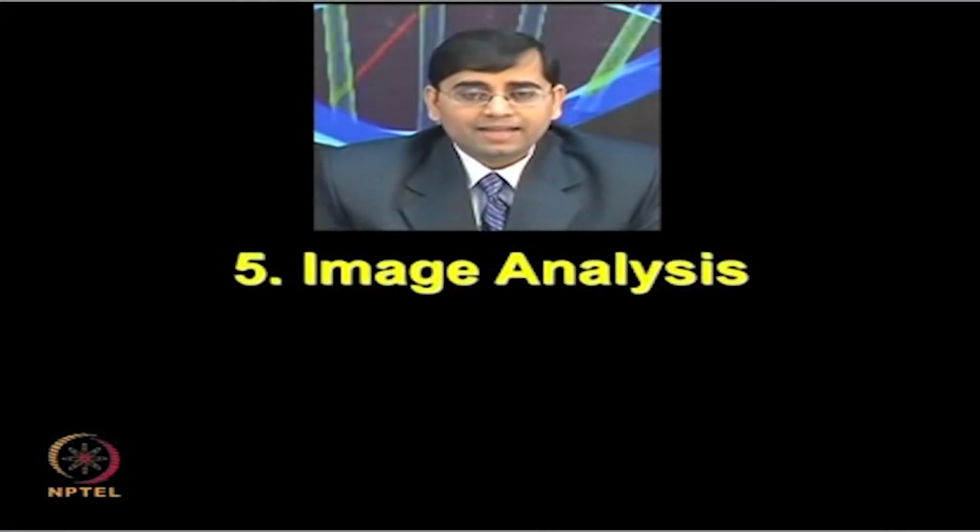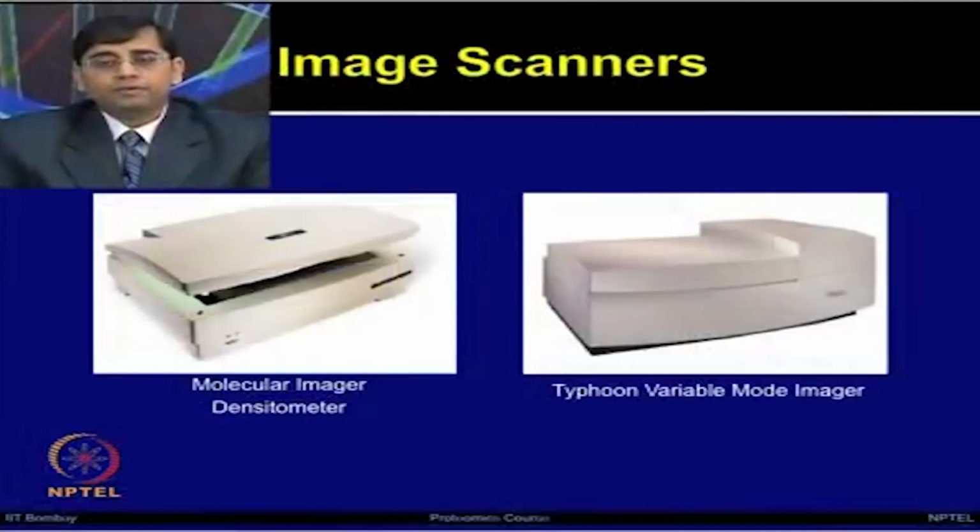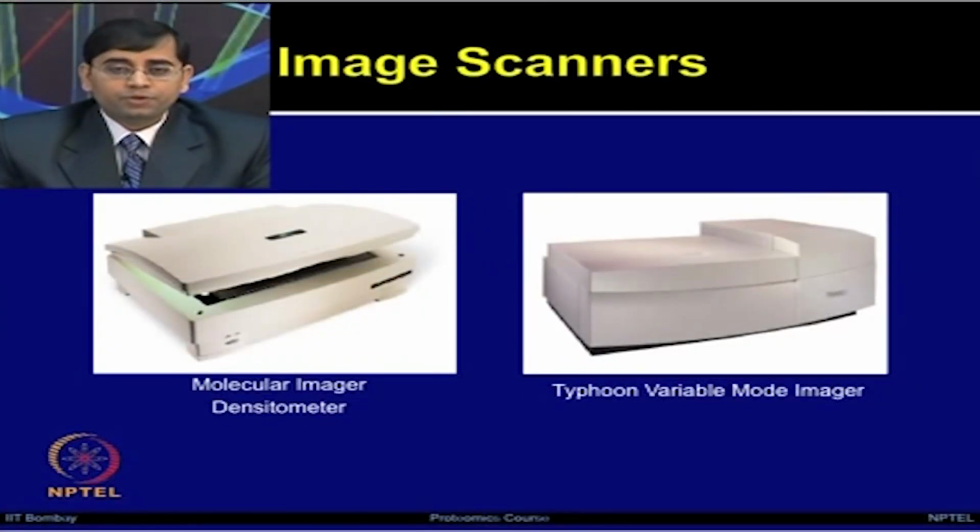So, now let us see how we acquire these images and what scanning methods are available. Image analysis is another very important aspect of the two-dimensional electrophoresis workflow. There are different types of image scanners available from different vendors, such as the molecular imager, densitometer, and the Typhoon variable mode imager. There are many staining image scanners available.